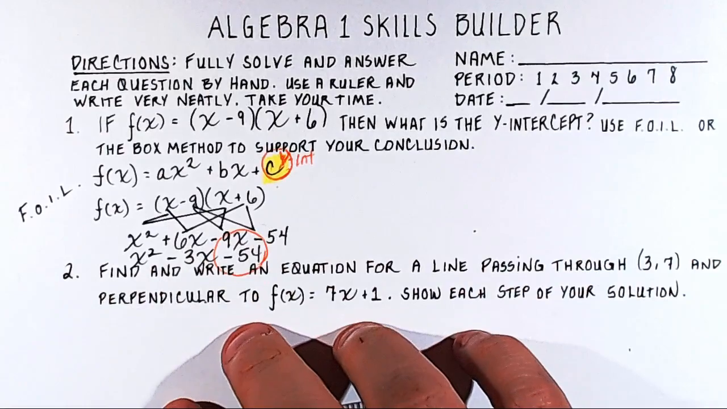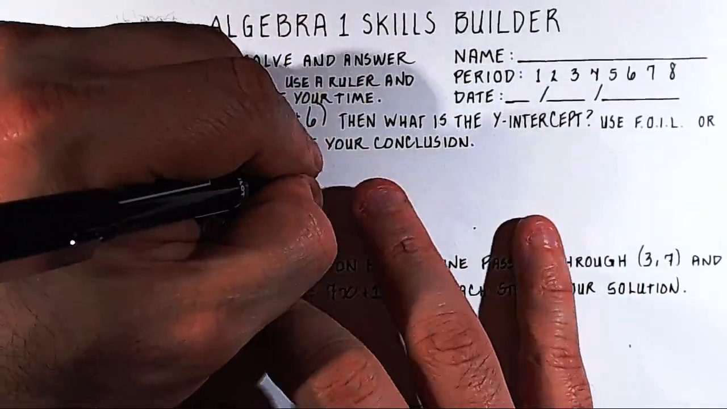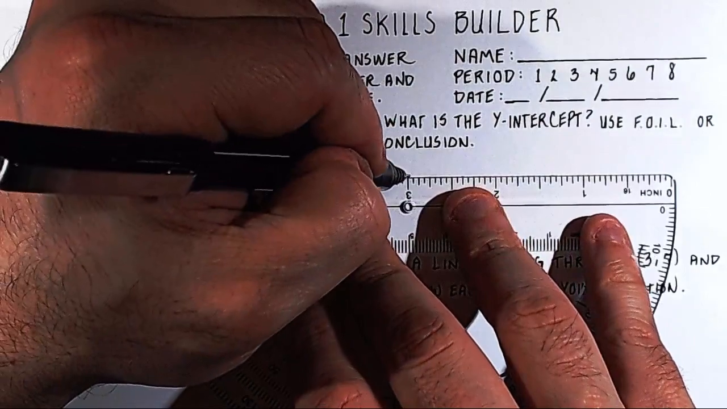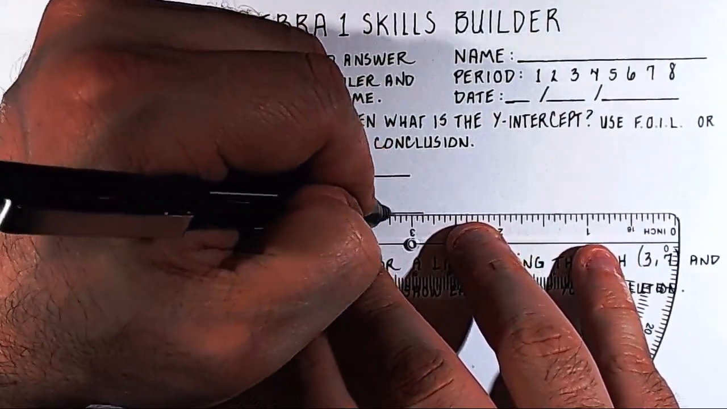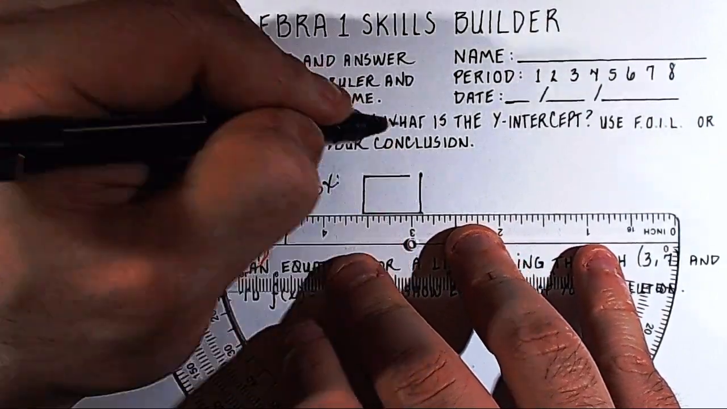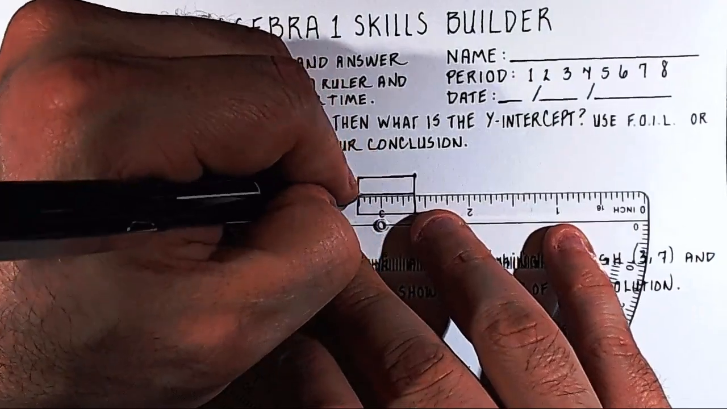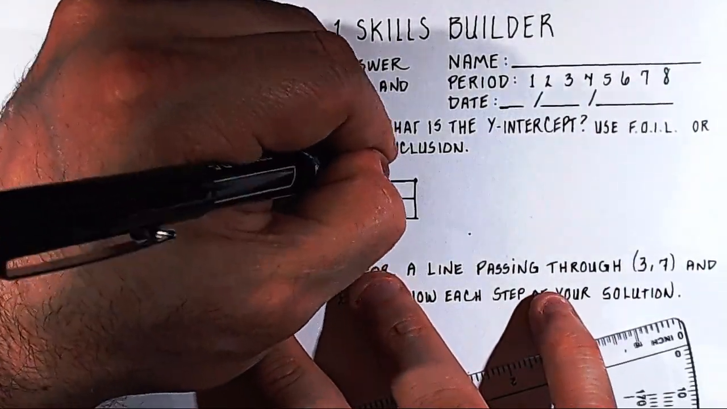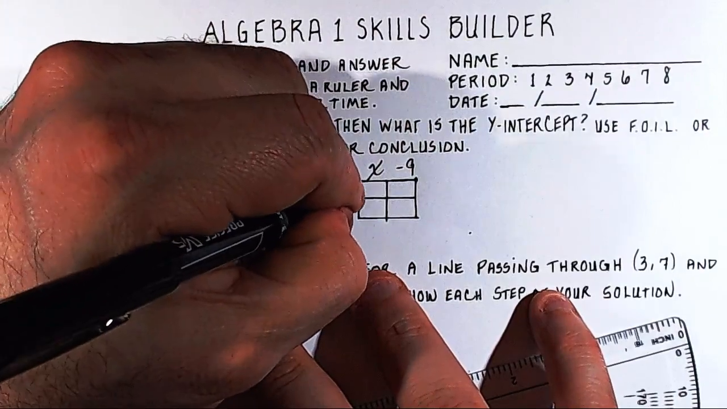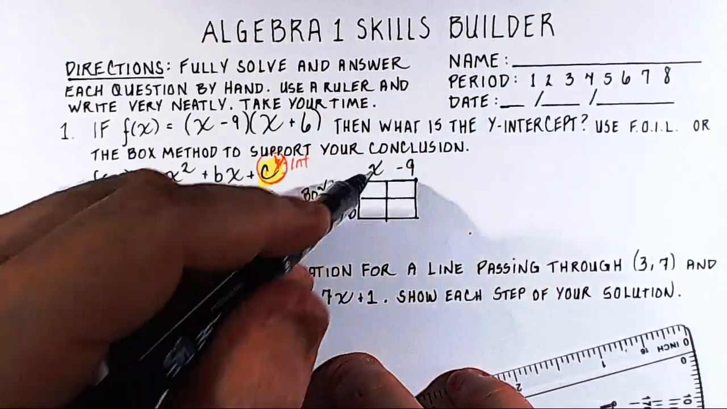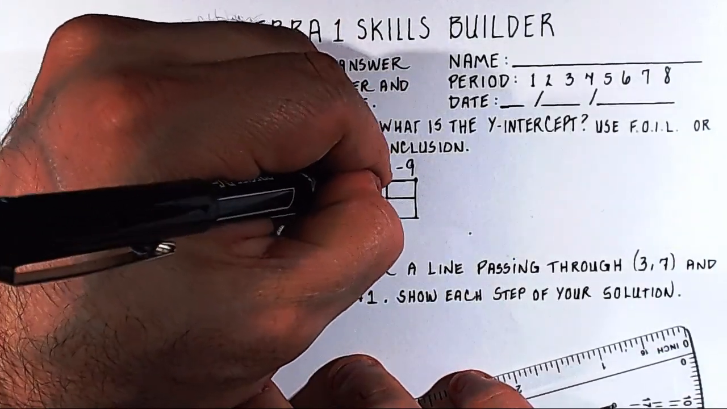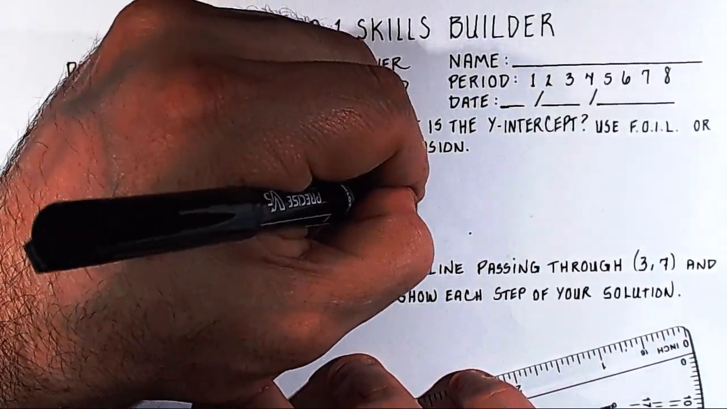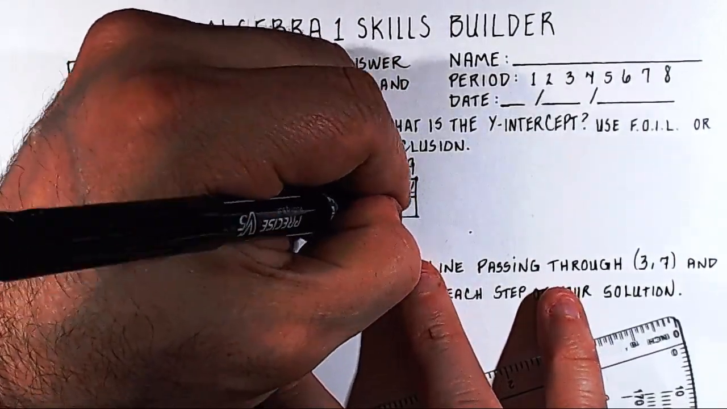That's the y-intercept. But if you were going to prove this using box, just in case that was your style of proof, then here would be the proof. Create a 2x2 box like that. Up on top you write one of the factors, x minus 9, and on the side you write x plus 6, just like that. And now it's a game of fill in the box. x times x is x squared, 6 times x is 6x, negative 9 times x is negative 9x, and negative 9 times 6 is negative 54.